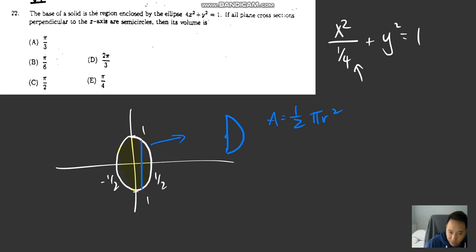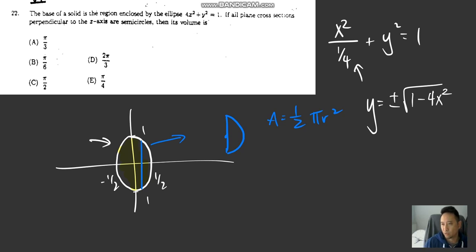Now there are two parts of this ellipse. If I solve for y in this equation, you get y equals plus or minus the square root of 1 minus 4x squared. In the top part you get the positive square root of 1 minus 4x squared, and on the bottom part you get the negative. But that's actually not that bad.